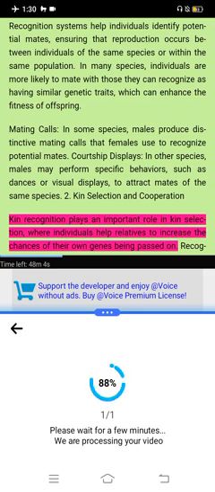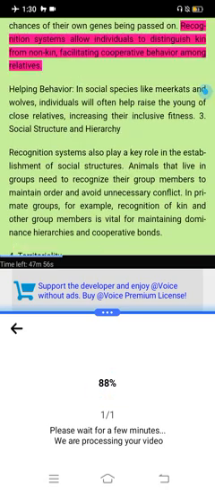Kin recognition plays an important role in kin selection, where individuals help relatives to increase the chances of their own genes being passed on. Recognition systems allow individuals to distinguish kin from non-kin, facilitating cooperative behavior among relatives.